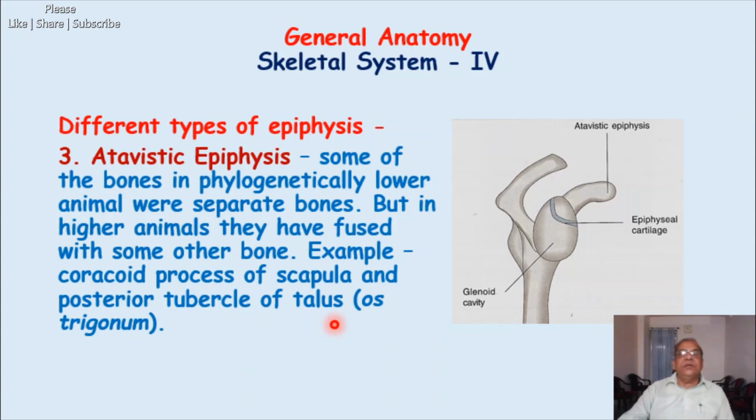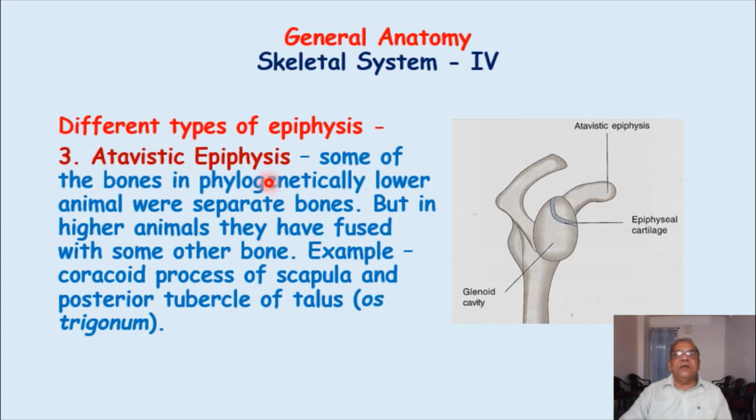Now, I have told you the example of the coracoid process of the scapula, and another bone, which in human beings is the example, is the posterior tubercle of the talus. When you learn the talus, you will see that on the posterior aspect of the talus there is a bone called the os trigonum, which was a separate bone in the lower animal, but in human it has come close to the talus and fused with it. This kind of epiphyses, okay, are separate bones which have fused with the other bone, okay. In the higher animals, say for example in human beings, these types of epiphyses are called the atavistic epiphyses, okay.